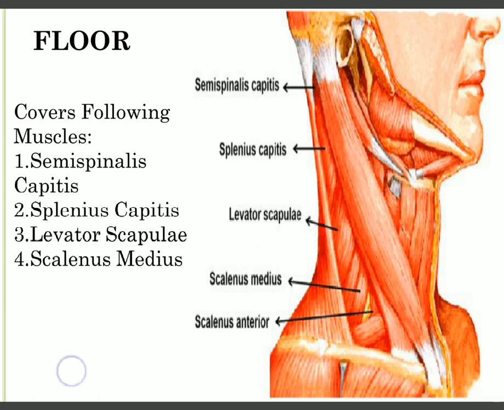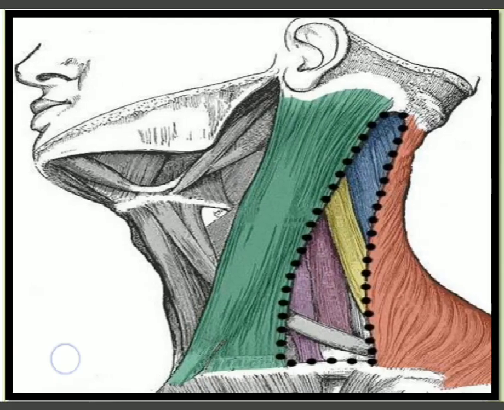So these are the superficial and the deep group of muscles of the back, especially the muscles of the neck region. Part of these muscles contribute in the formation of the posterior triangle of the neck.